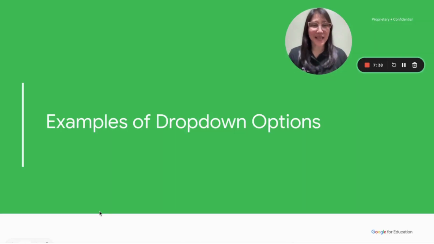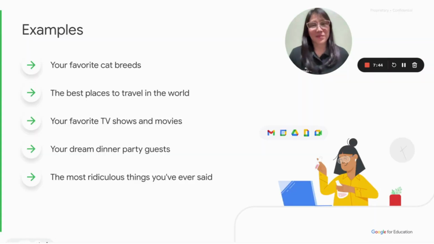So what are other examples of drop-down options aside from the ones that I've shown you? Here are just some samples. I'm sure you can think of better and more fun drop-down options or examples for your students.